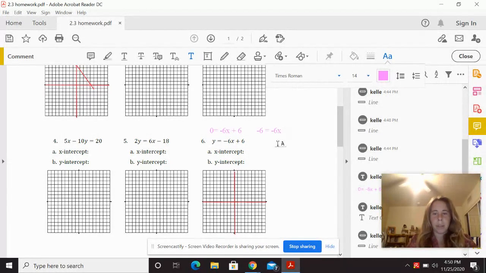You want it to be x by itself, so you're going to divide by the number in front of the x, which is negative 6. So you're going to divide both sides by negative 6. Negative 6.